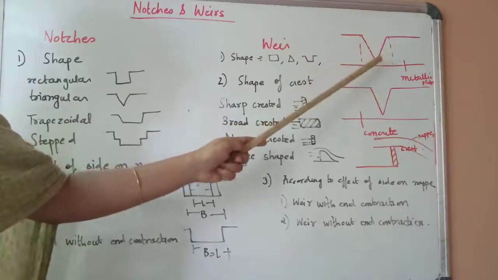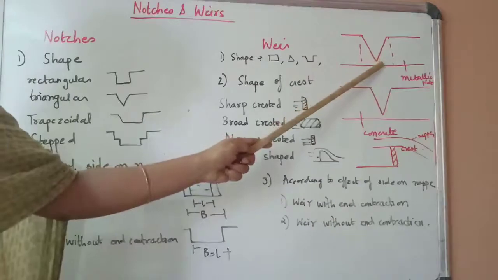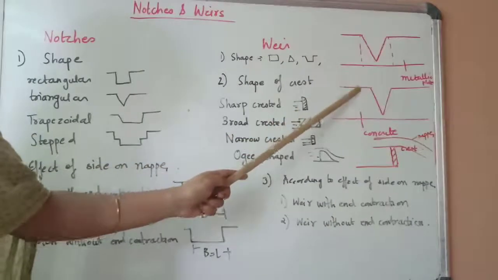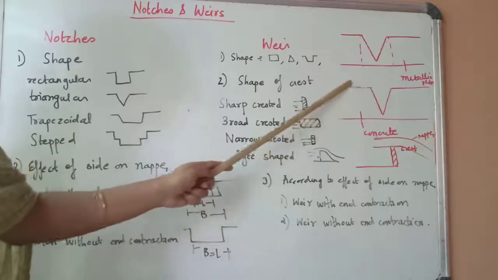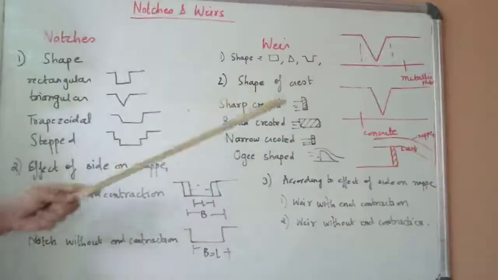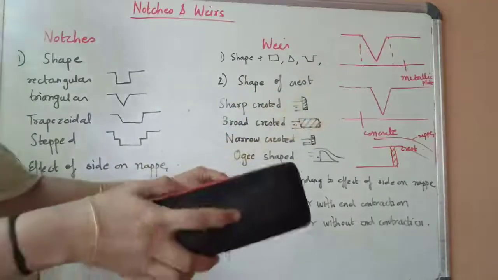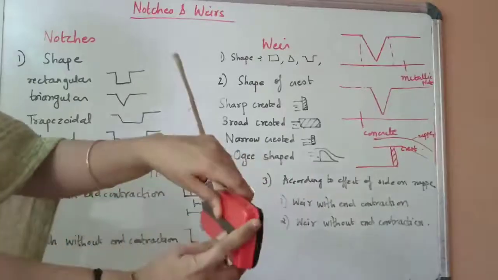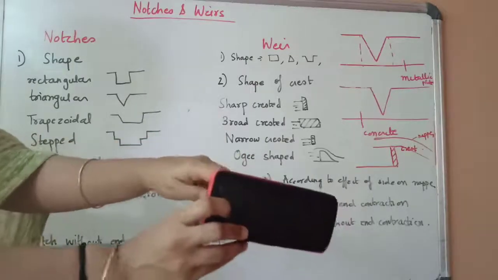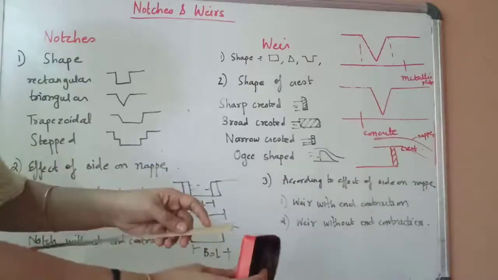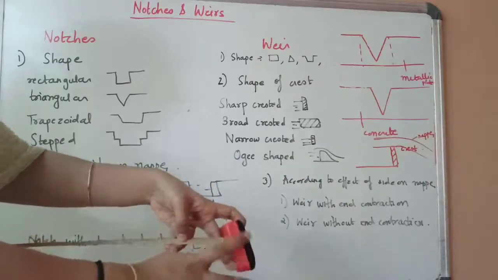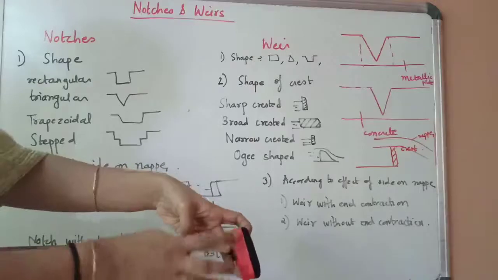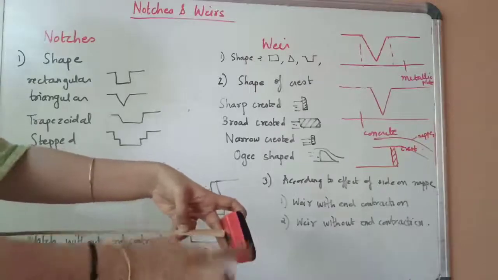Here the bottom portion is called the crest in the case of a notch, and in the case of a weir, the top portion is called the crest. So this is the front view, what you are seeing in the front. If you take the side view, this is the side view of this, and water will be flowing like this.